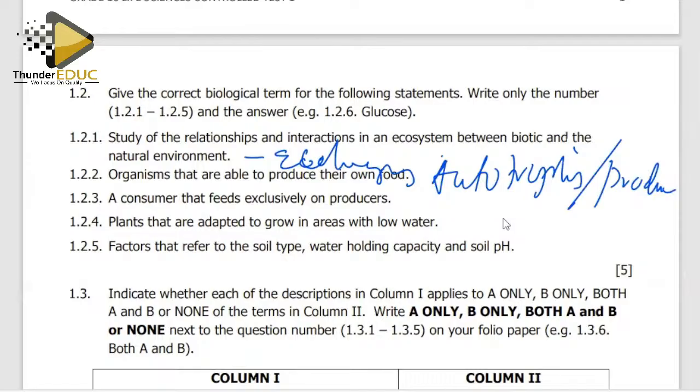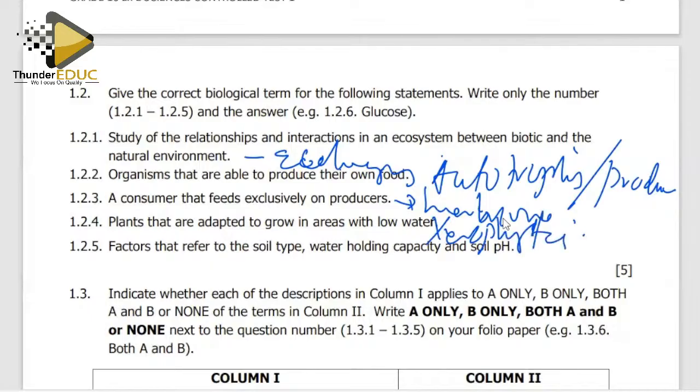Consumers that feed exclusively on producers, how do you call them? Primary consumers or herbivores. Plants that adapt to growth in areas with low water, we call them xerophytes. When we were at the zoo, we talked about this and showed you these xerophytes.